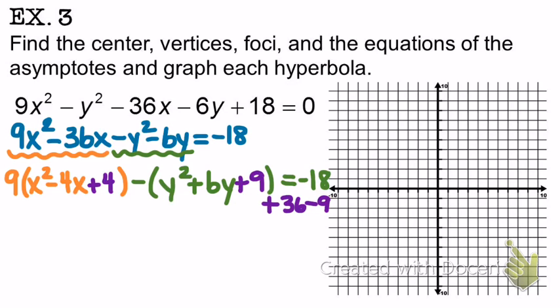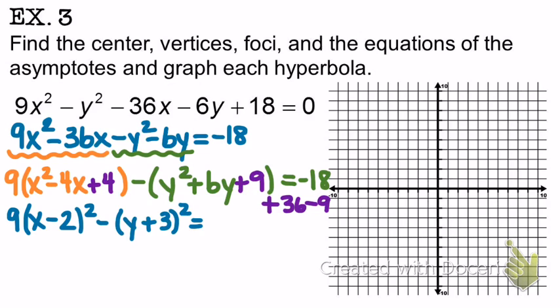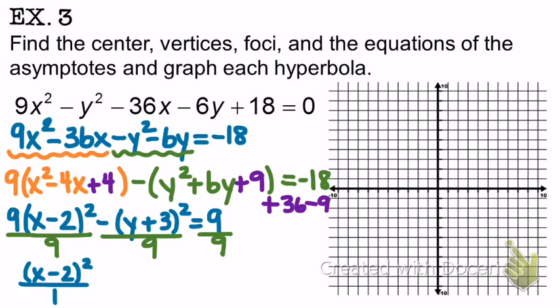So now we're going to write these as perfect squares. I'm going to keep my 9 out front, and then this is going to be times x minus 2 all squared minus y plus 3 all squared equals 9. Vertex form, we need to equal 1 on the right-hand side. We're going to divide everything by 9. So 9 over 9 is going to simplify to x minus 2 all squared over 1 minus y plus 3 all squared over 9 equals 1.